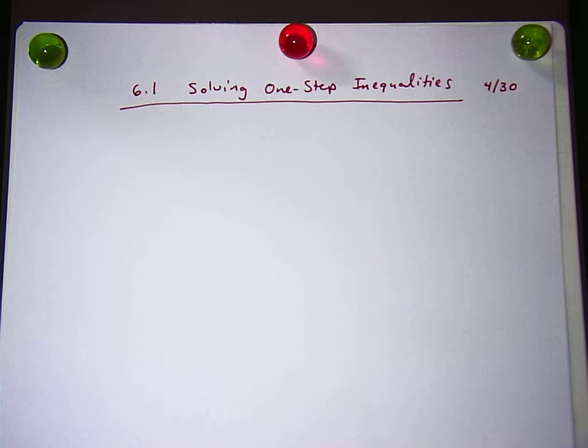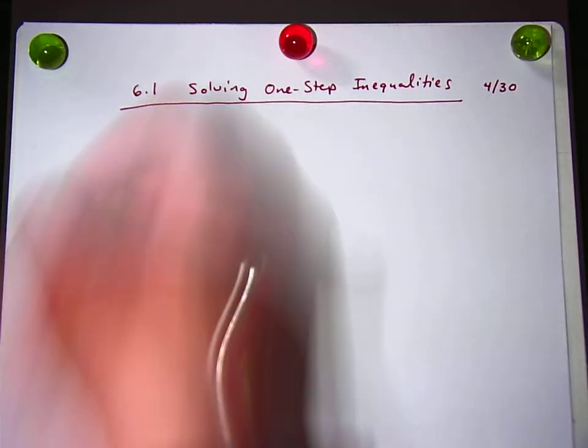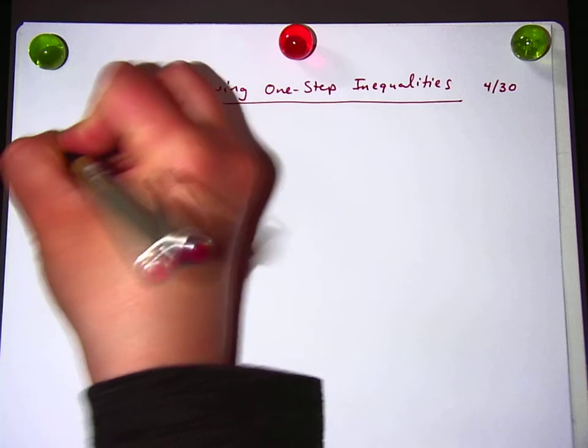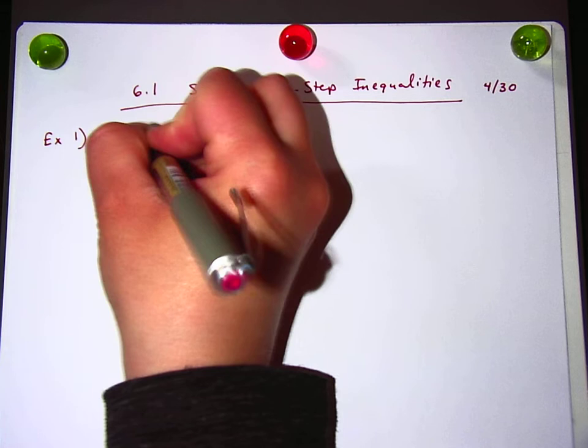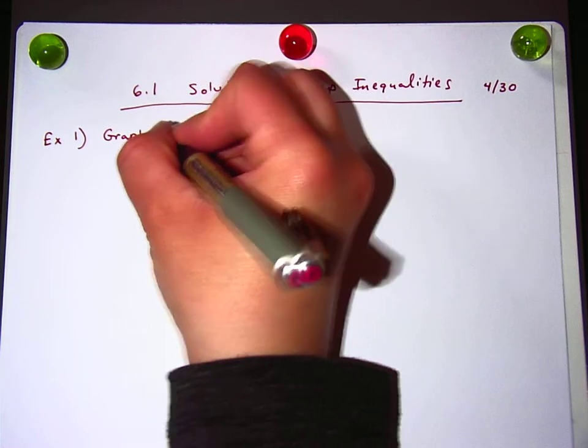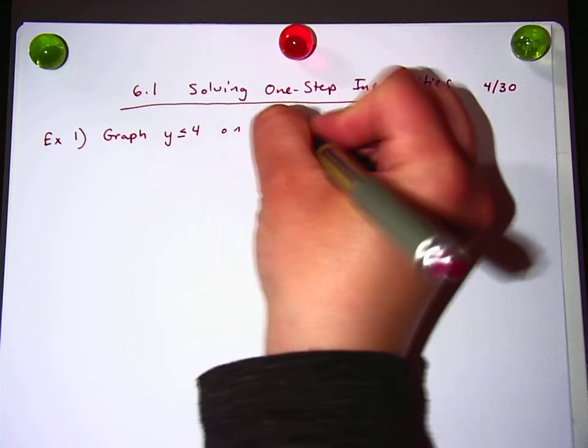This lesson is going to be pretty quick and painless today. Only 5 examples and 5 short ones at that. I think you're going to understand it pretty fast and whip through your homework, which is good. All right. Example 1 is to graph y is less than or equal to 4 on a number line.